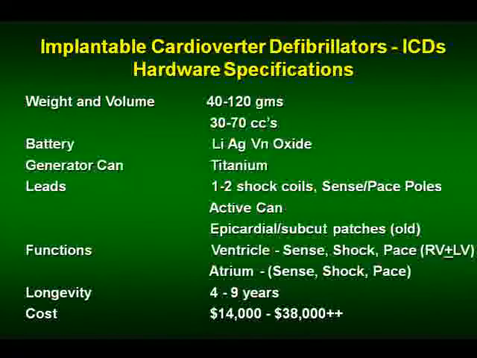The generator is titanium. There are leads that go down into the heart, and you can have atrial leads and leads to both ventricles. You can have pacing and sensing off of those. The can is part of the defibrillation circuit. There are still a few patients who have epicardial patches on. Those cause some problems, but fortunately they're rare enough that you don't have to worry about them most of the time unless you do pediatrics.